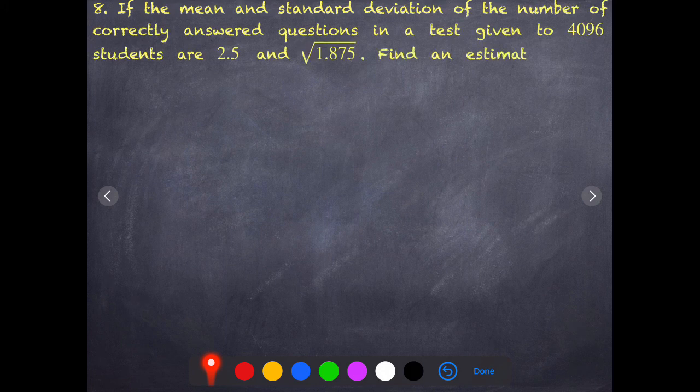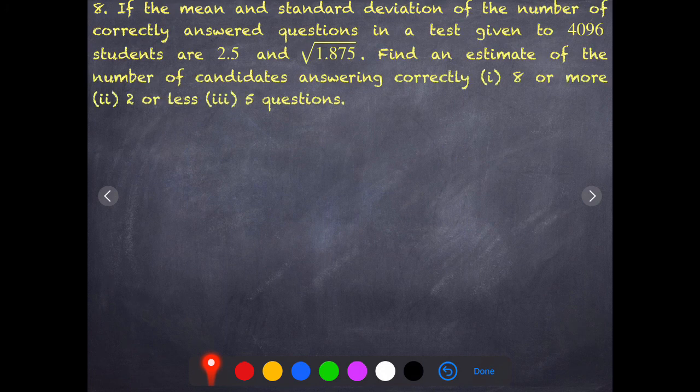Now moving to the next question. If the mean and standard deviation of the number of correctly answered questions in a test given to 4096 students are 2.5 and root of 1.875, find an estimation of the number of candidates answering correctly 8 or more, or 2 or less, or 5 questions. So carefully observe the given data here.